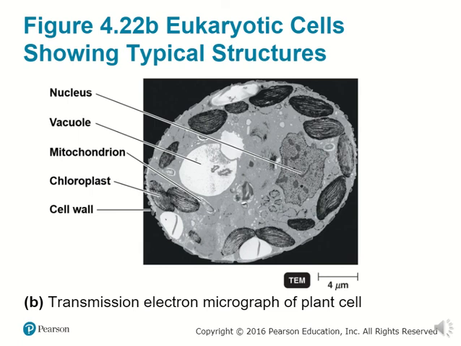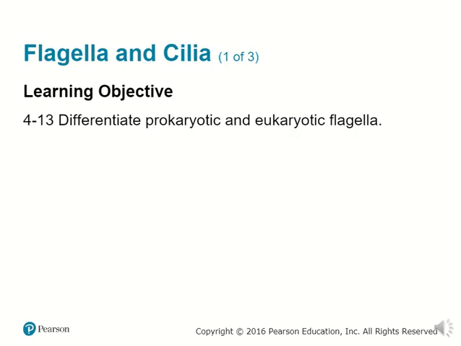Let's see. Nucleus, which would be the brain of a cell. Vacuole, which acts as a container of a substance. Mitochondrion, which is where ATP, the energy molecule, is produced. Chloroplasts, so we're looking at a plant cell. Site of photosynthesis, as well as the presence of a cell wall.